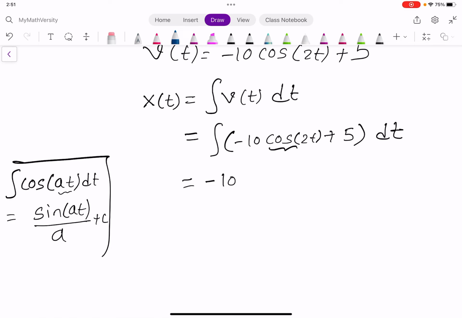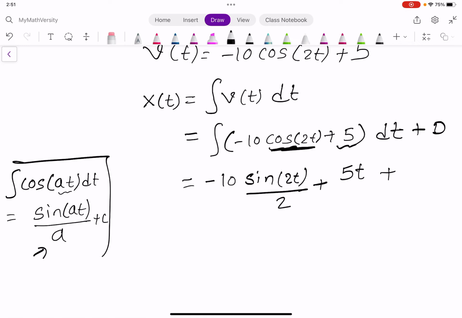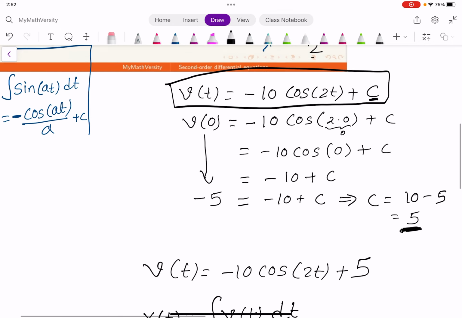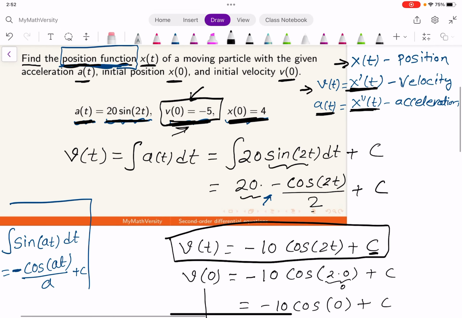Okay. All right. So we have here the negative 10, the integral of cosine of 2t would be sine of 2t divided by 2 by applying this formula, plus the integral of 5 would be 5t plus the integration constant, which I forgot to write down over here. Let's do that. So this is what we get then. Okay, and this is equal to negative 5 sine of 2t plus 5t plus d. So that's our position function without satisfying the initial position, which is given over here.